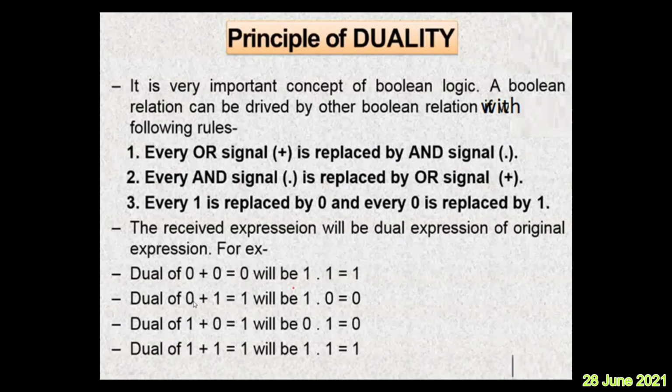Getting the idea? Now you can see here 0 plus 1 is equal to 1. So this 0 is replaced by 1 and this 1 is replaced by 0 and plus is replaced by dot. Clear? Next, 1 plus 0 is 1. That will be 1 replaced by 0, plus replaced by dot, and 0 replaced by 1.